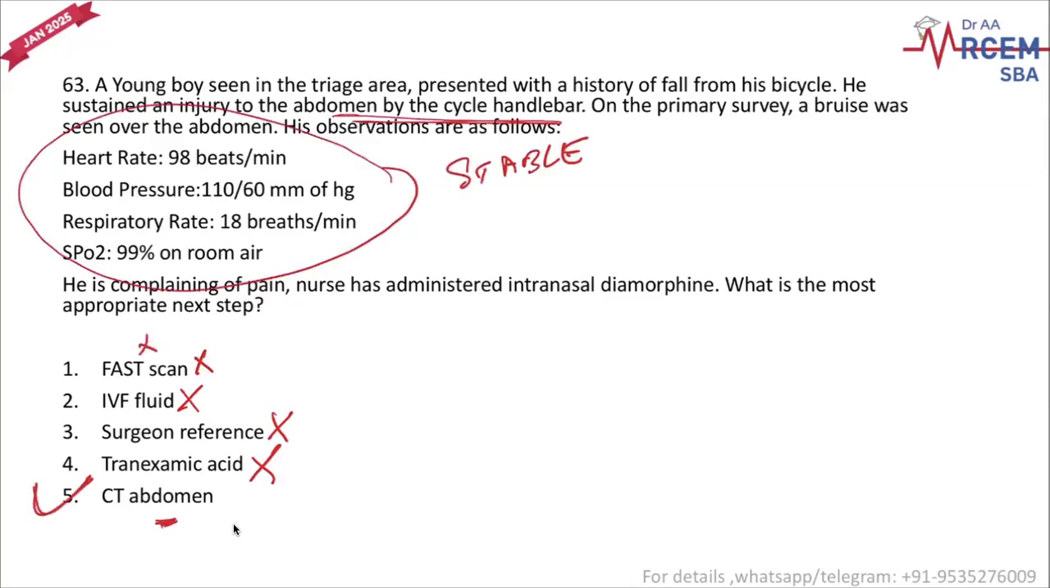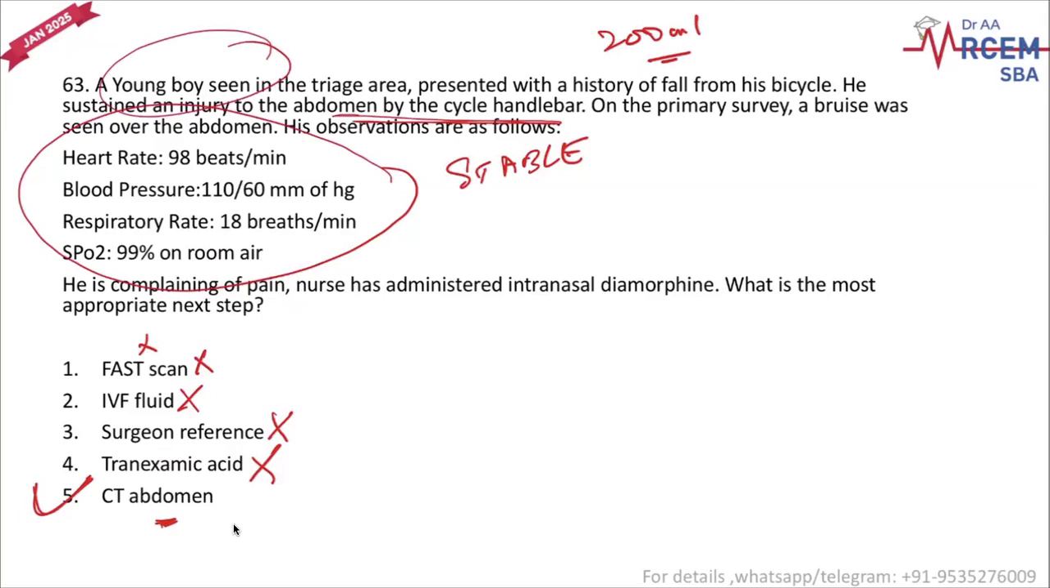FAST scan will not rule out any subtle injuries. Especially in the pediatric age group, it is not recommended to depend on the FAST scan because you need to have a minimum of 200 ml of free fluid in your abdomen to be picked up on the FAST scan. Otherwise, it doesn't pick up. 200 ml in a young boy is a large amount of fluid. So you cannot depend on this.